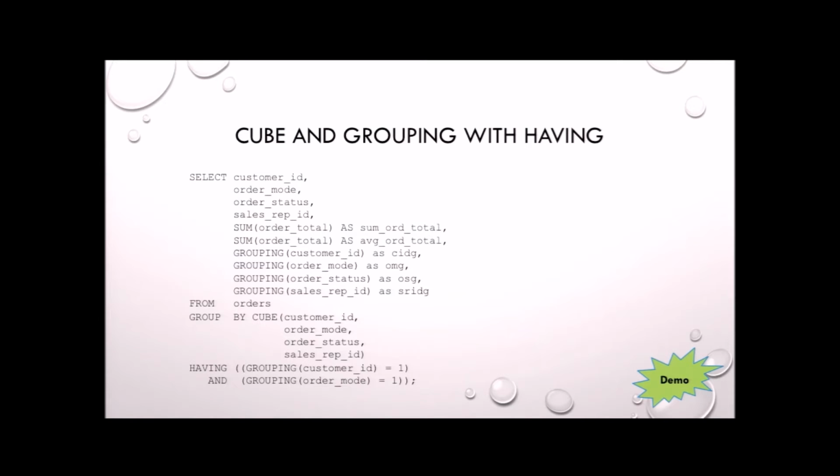All right. So you can also use grouping in the having clause. So if you know you're looking for particular totals, you can create totals for just specific things. And here we're just doing it for customer ID and order mode. So all of the other totals would be excluded. Okay? So you can, if you want to, restrict which things you get totals for. All right?